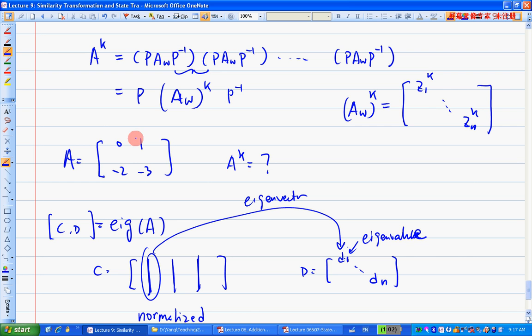So in this particular case, I would encourage you to try the hand calculation. Hand calculate the eigenvectors, then form the P matrix, and then use the formula here to calculate A to the power of k. So give it a try. If you have any difficulties, let me know.